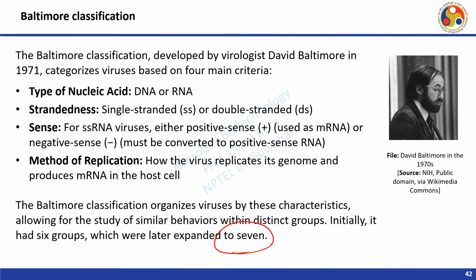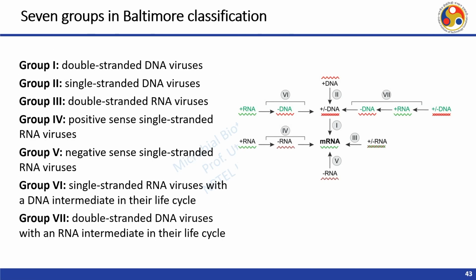Initially, it had 6 groups, which were later expanded to 7. We will look into these 7 Baltimore classes or BC. So, these are divided into group 1 to group 7. For example, you have group 1, double stranded DNA viruses in this case. Then you have group 2, which is single stranded DNA viruses.